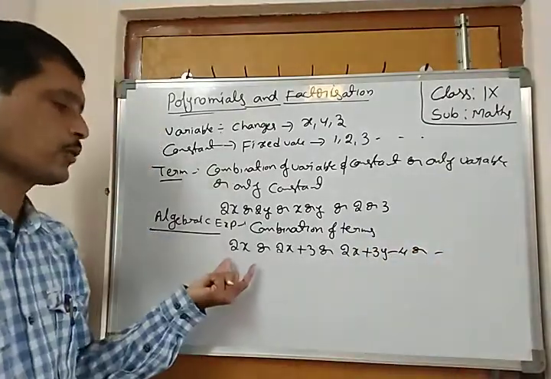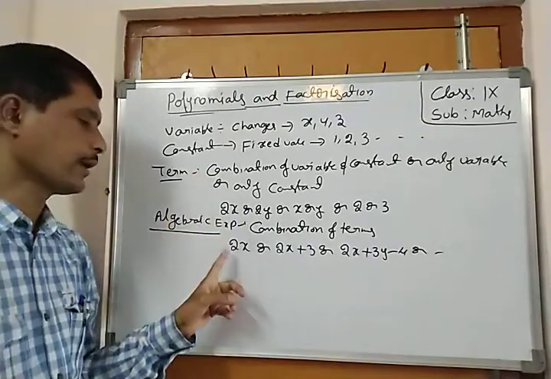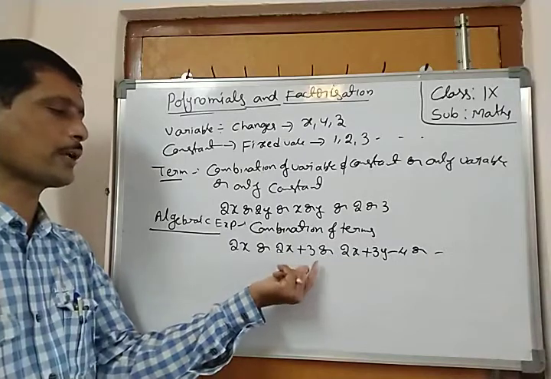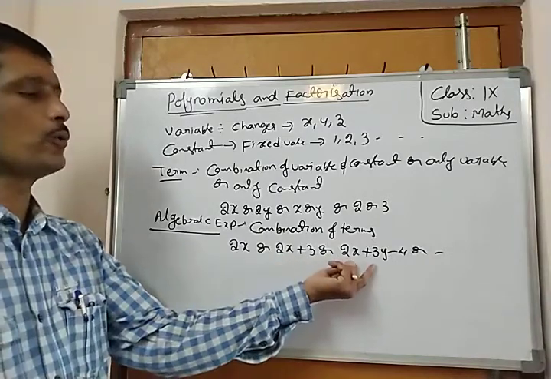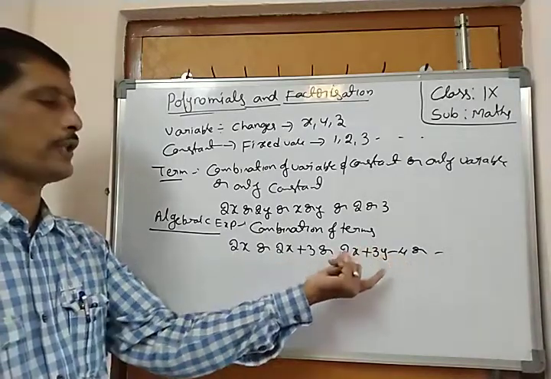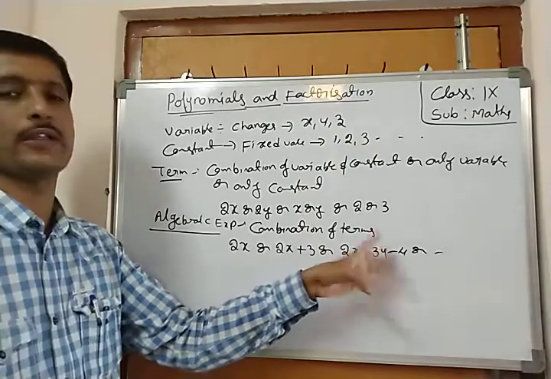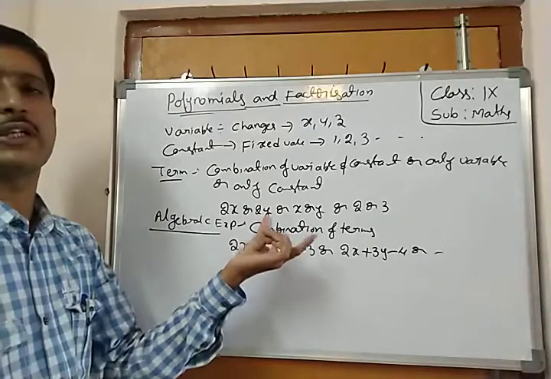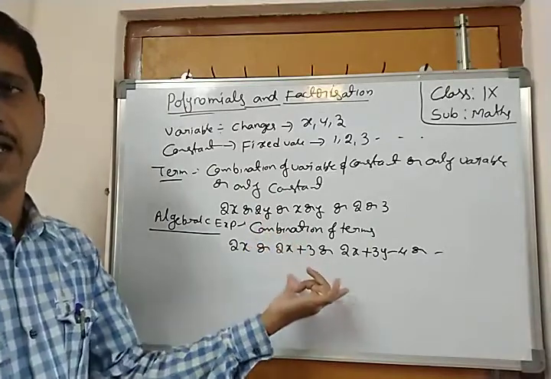Here 2x is only one term. Here 2 and x together make only one term. In 2x plus 3, 2x is one term and 3 is one term. Here 2x, 3y and 4: in 2x plus 3y minus 4 there are 3 terms. A combination of terms is called an algebraic expression.